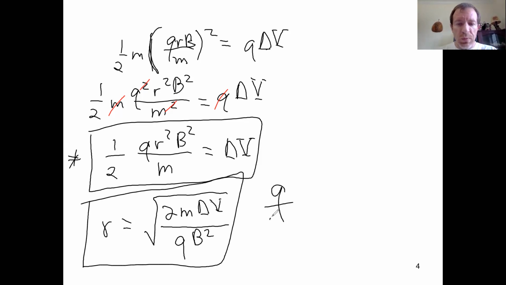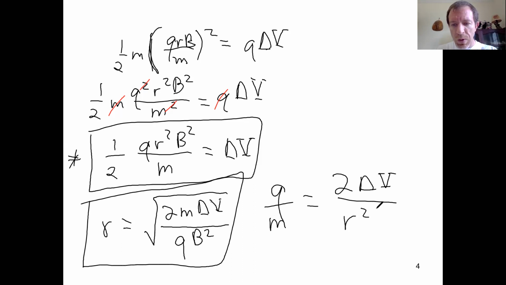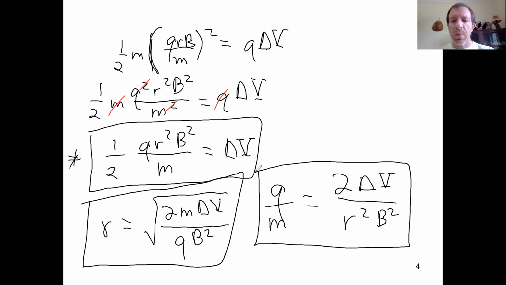What's another one? Well, let's write down what the charge to mass ratio is. Charge to mass ratio is going to be 2 times delta V over R squared B squared. That will give us our charge to mass ratio if we know exactly where the particle hits, which is what we would do with a mass spec. We would turn it on, control the magnetic field and the potential difference, and use a detector to figure out where the charged particle hits the wall.